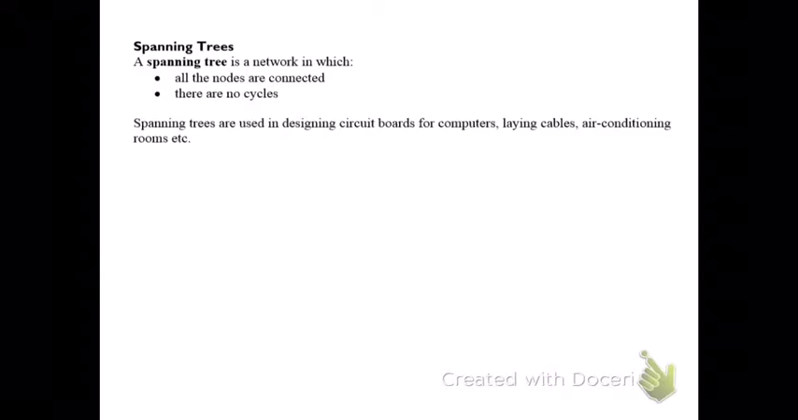Now we turn to looking at spanning trees. A spanning tree is a network in which all the nodes are connected and there are no cycles. Spanning trees are used in designing circuit boards for computers, laying cables, air conditioning rooms, etc. Perhaps the most important point here for a spanning tree is that there are no cycles.